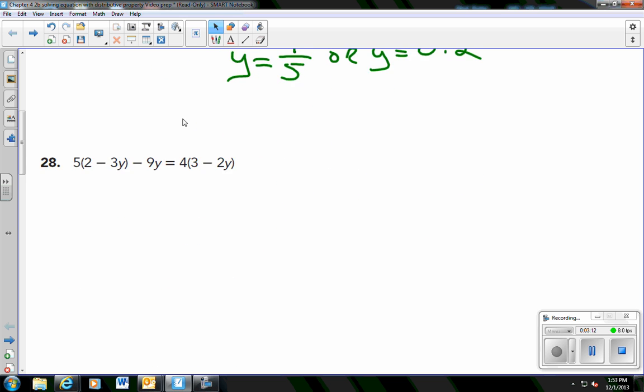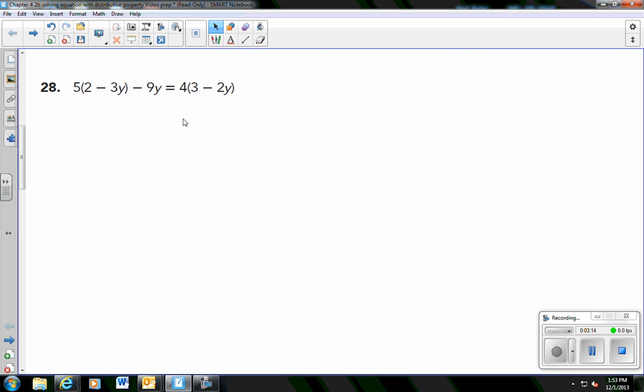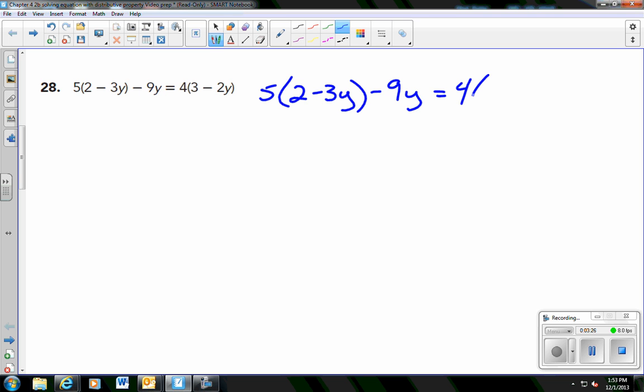If you want to try 28, you see you got two distributive properties going on there. If you want to try that, go ahead and hit pause and give it a shot. So again, my suggestion is always to get rid of the subtraction signs so that you know if the number is positive number or negative. So I go through and I change all subtraction to addition and make the next number its opposite.